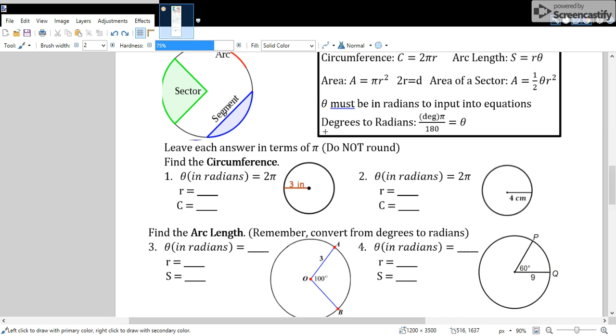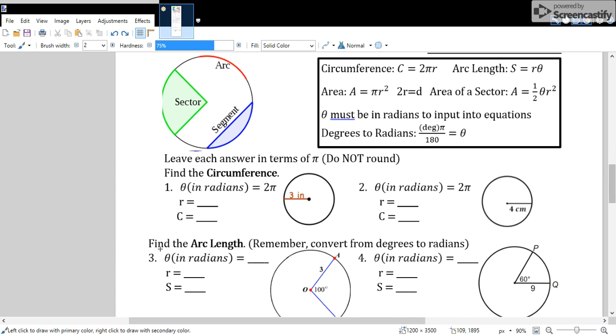Okay, so for each of these, you're going to leave each answer in terms of pi. You're not going to round. Okay, let's look at number 3. Find the arc length. Remember, you're going to convert from degrees to radians because the equations have to have it in radians. It's just like we have a percent and you have to convert it to a decimal to put it into an equation.